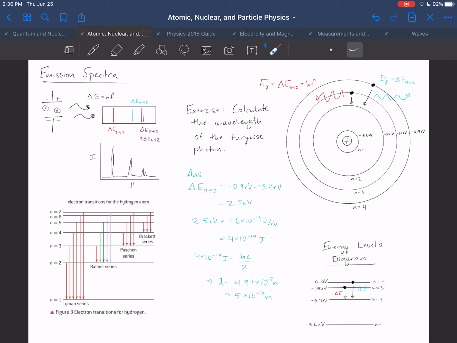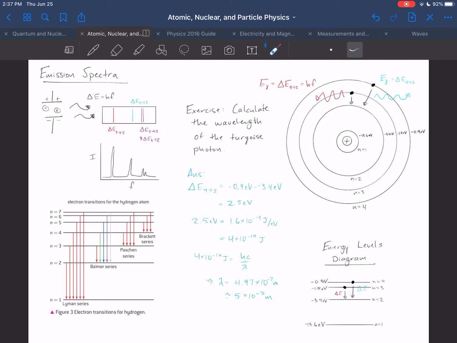So if we take a look at that, how do we calculate the wavelength of the turquoise photon? Well, the first thing to do is calculate the difference in the energies between the 4th and the 2nd energy level. If the 4th energy level is at negative 0.9 electron volts and the 2nd energy level is at negative 3.4, then that corresponds to an energy difference of 2.5 electron volts. We then need to convert that electron volt unit to joules so that we can use our E equals hf equation. So we take 2.5 electron volts and multiply by 1.6 times 10 to the negative 19 joules per electron volt, which is the conversion factor. That gives us a value of approximately 4 times 10 to the negative 19 joules.